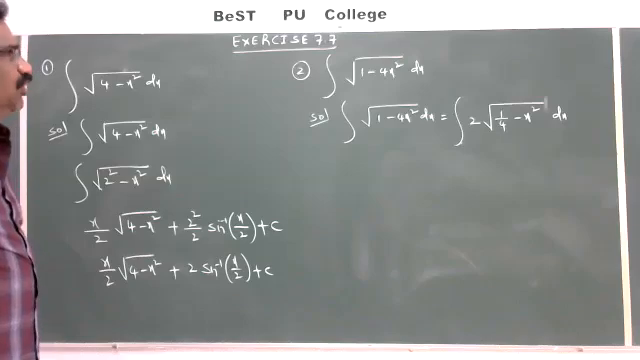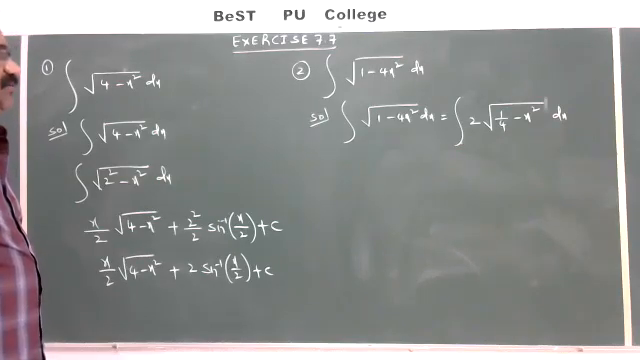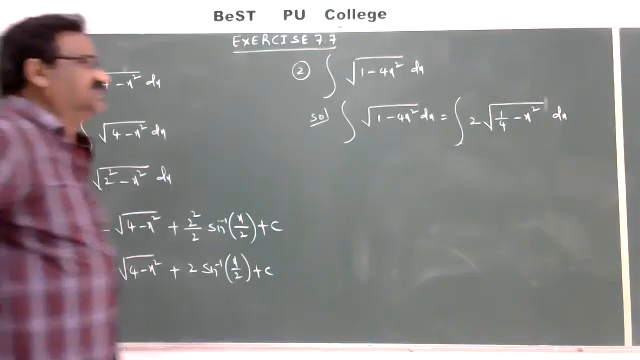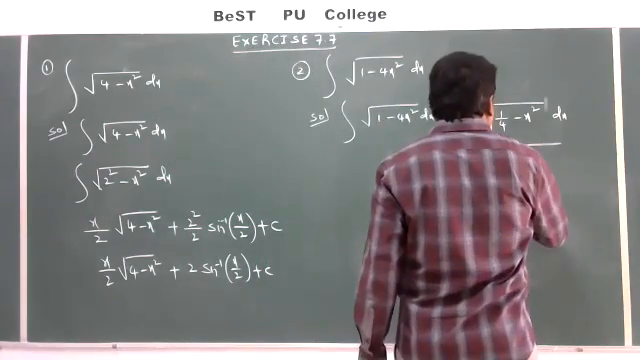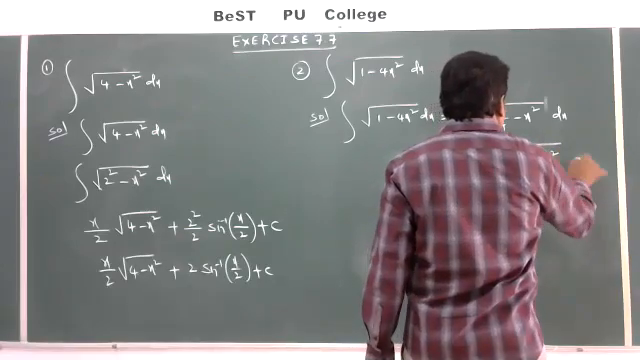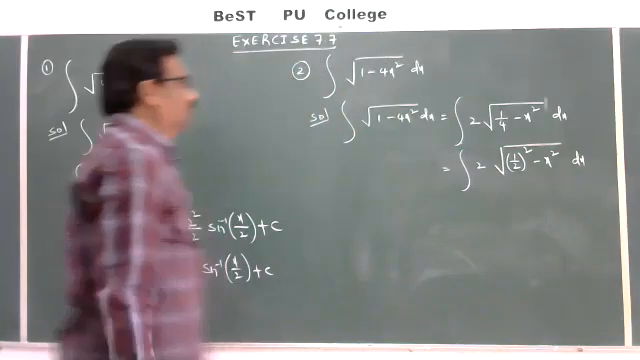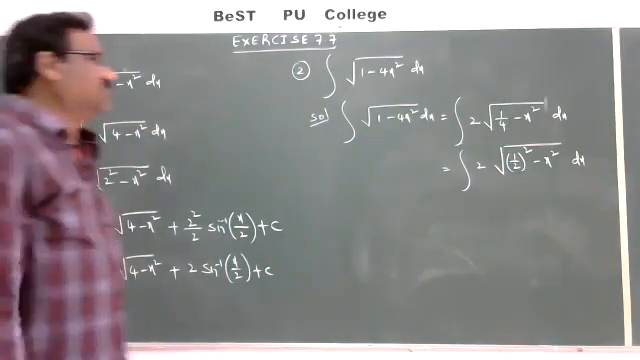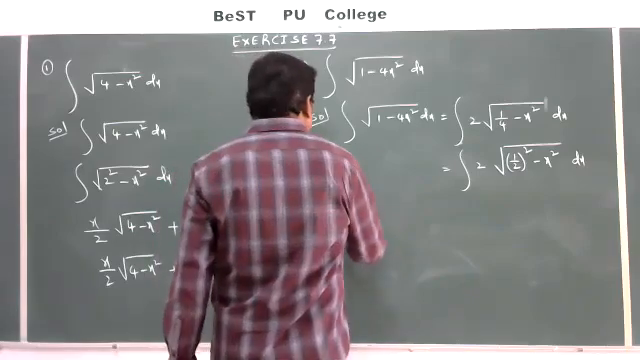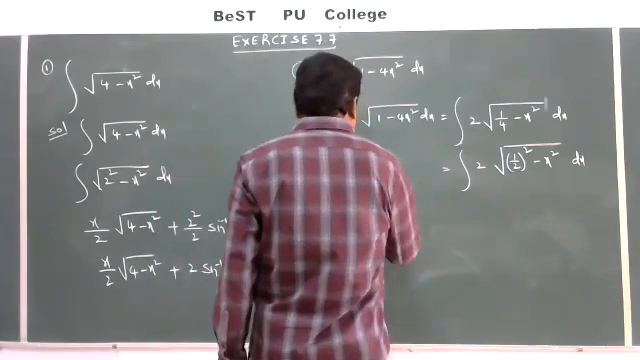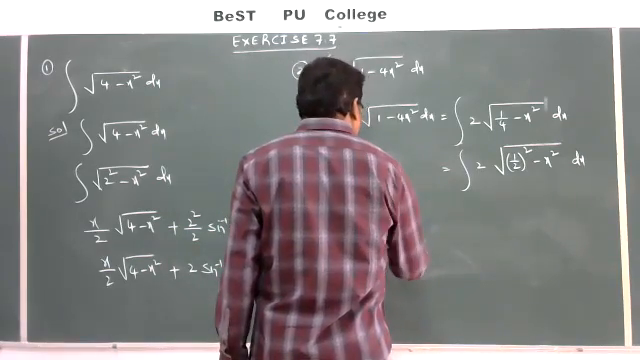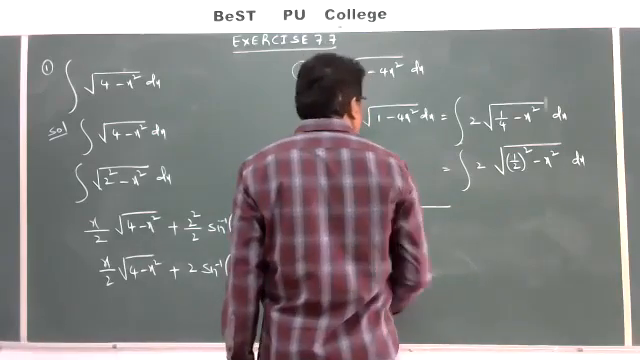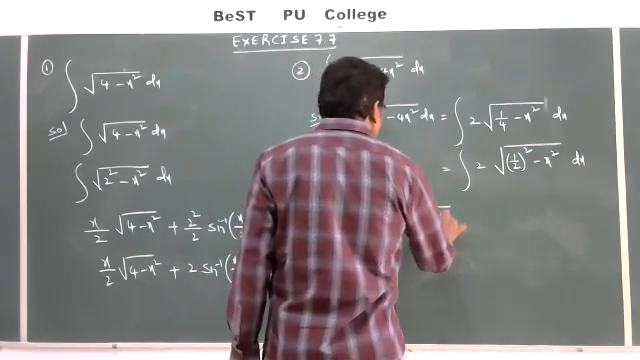Taking 4 common from the root, root 4 is 2, but in the root we get 1 by 4 minus x square. That is integral 2 into root of 1 by 2 whole square minus x square dx. So this is in the form of root of a square minus x square. Using the formula, 2 into x by 2, that is x by 2 into root of a square minus x square, that is 1 minus 4x square.